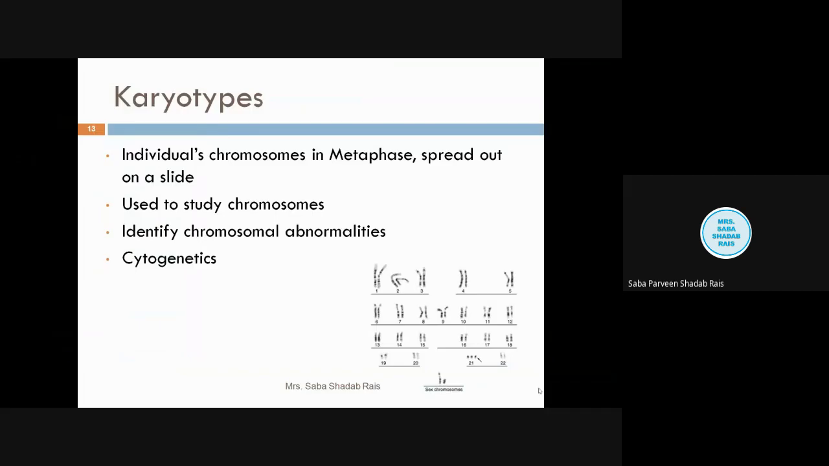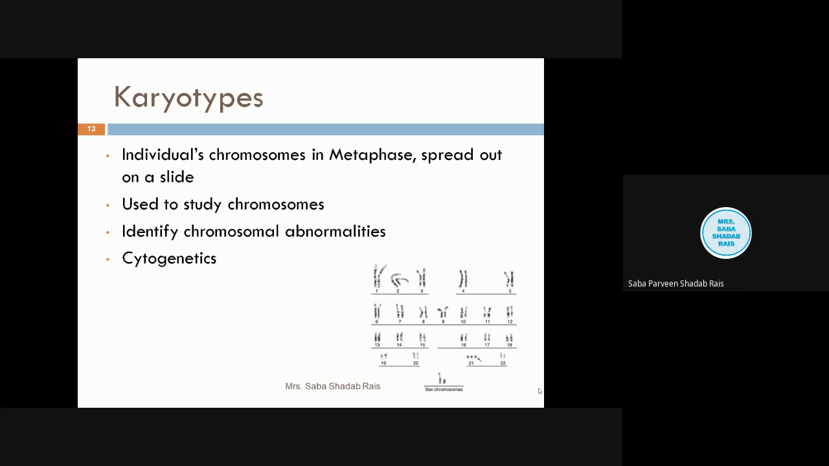Now, students, when we observe the chromosome in the metaphase, there is one technique in which the cells are broken up and their chromosomes are counted. In this technique, they restrict the chromosomes into the metaphase. Whatever chromosomes spread out on a slide, that is called the karyotype. This karyotype is usually used to study chromosomal abnormalities or cytogenetics. But see, karyotype is just the spread of chromosomes on a slide.